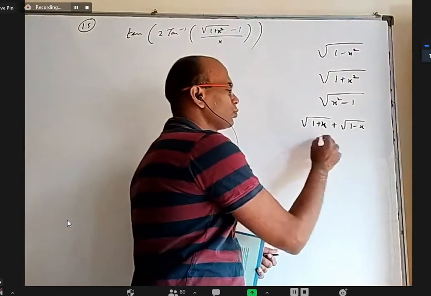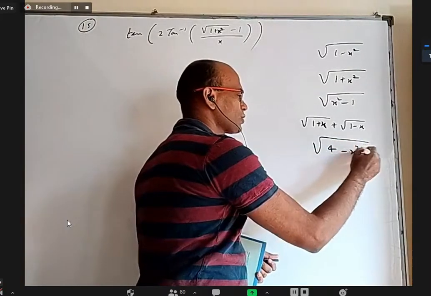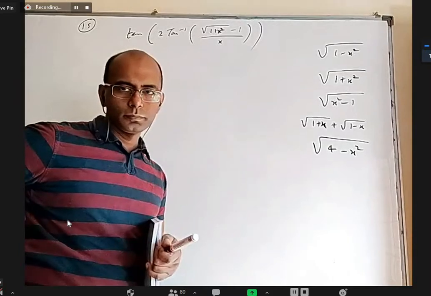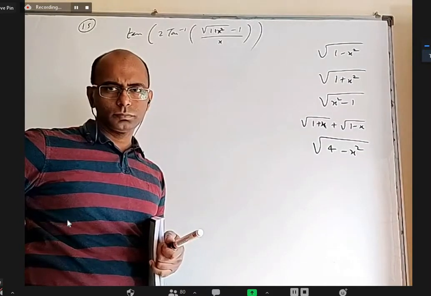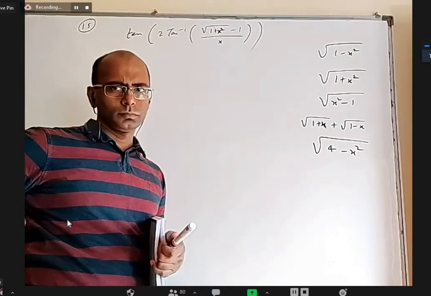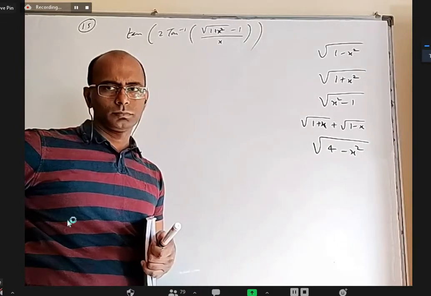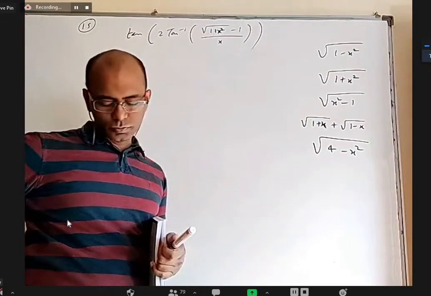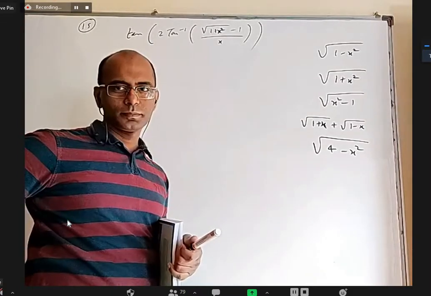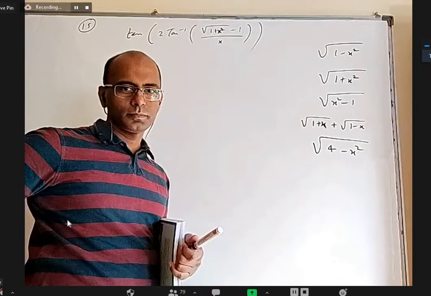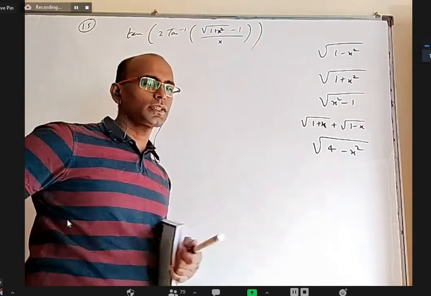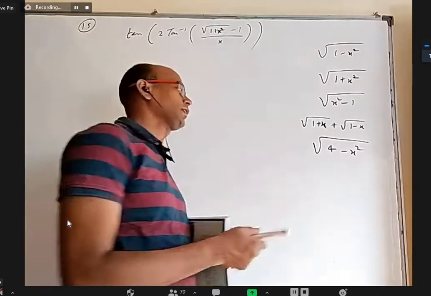Let us say I have root 4 minus x square. What should I take x as? Four cos square theta. X square is 4 cos square theta. What is x? Two cos theta. Yeah, x you can take 2 cos theta or 2 sin theta.